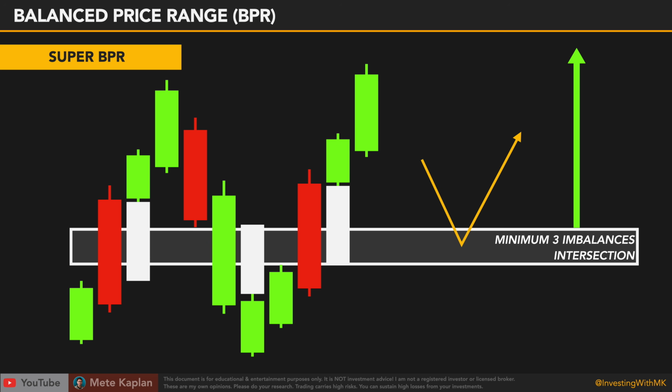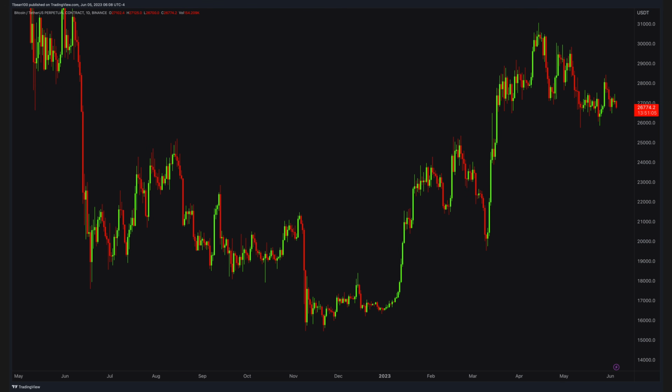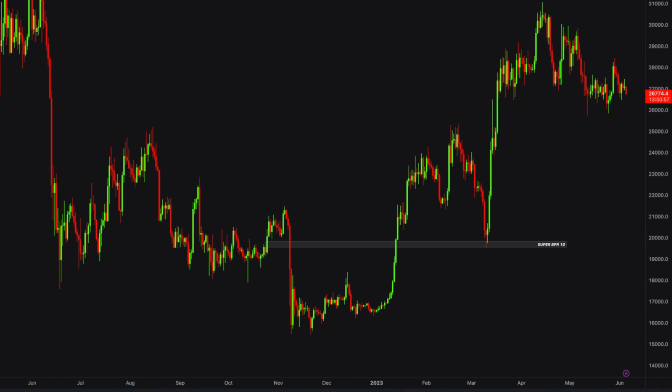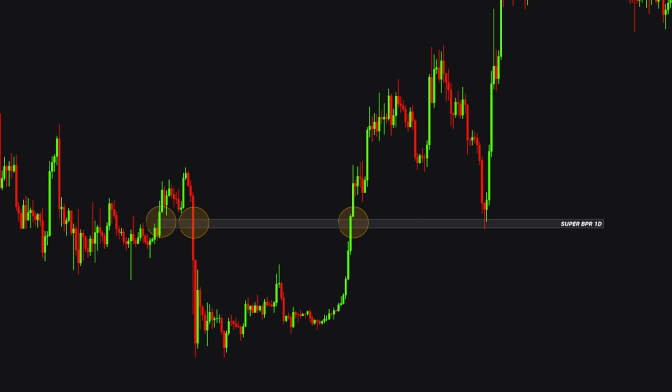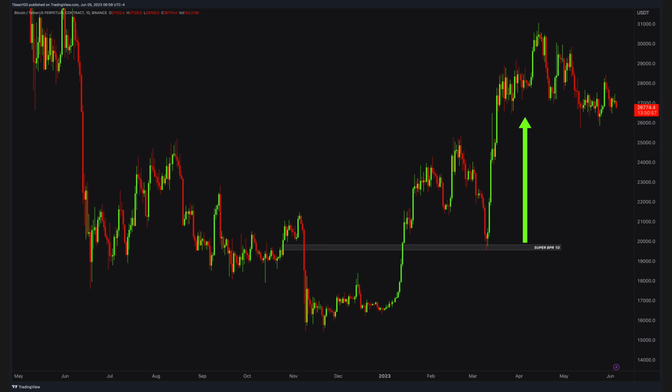Take this as a secret note for your notebooks. Super BPR requires at least 3 imbalances. But there's no limit. It could be 4, 5, 10, 20. Let's see how the mega rally started with super BPR. Can you notice where the super BPR is? Yes, in this daily chart, you can notice 3 obvious imbalances. And how the rally started from 20K to 30K.